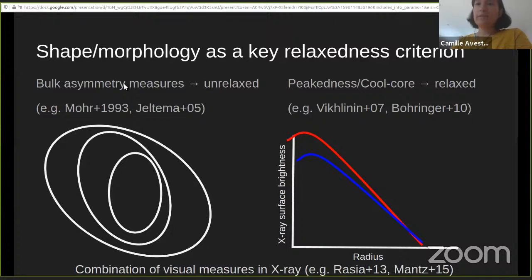And a number of works have also tried to combine these visual measures in the X-ray. So this is from the observational perspective. Both Ellen Arazia and Adam Mans had come up with different ways to combine those features.